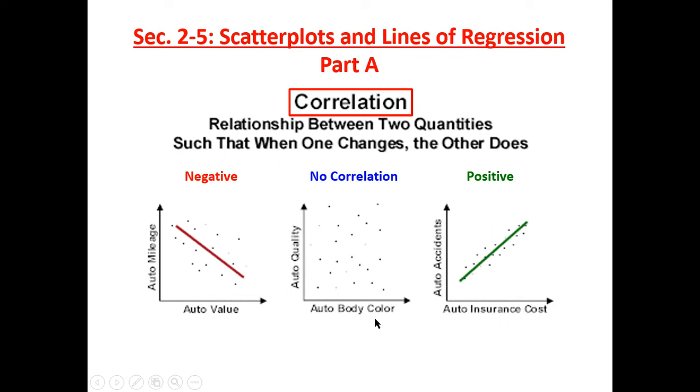In our one in the middle here, there is not really a correlation. We say there's no correlation, or some people call this a zero correlation. If you compare the color of the car to the quality of the car, there's really no relationship there. It doesn't matter if you have a dark or light colored car or a red or blue car. That has nothing to do with the quality of that car. So for that reason, there's no real pattern represented by the points. We can't detect a positive or a negative relationship.